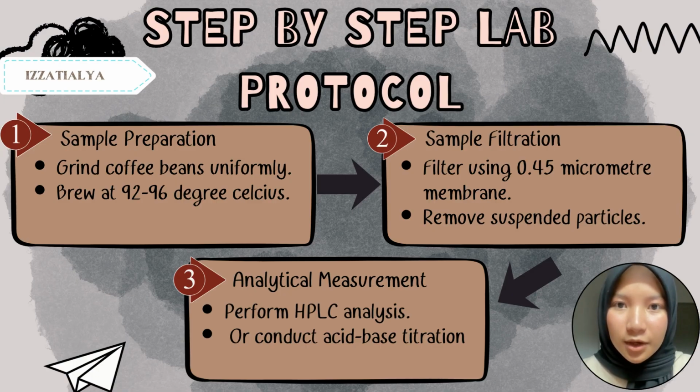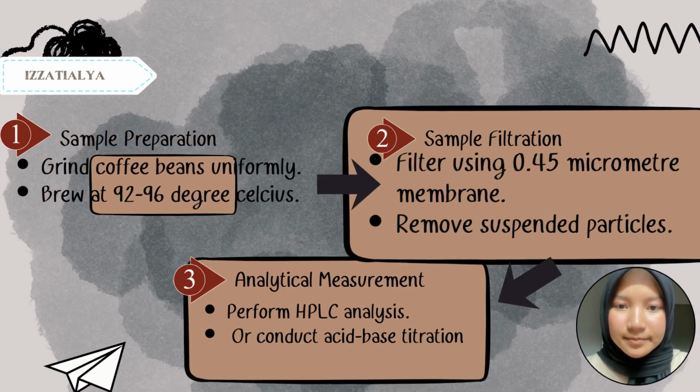Next, the brewed coffee is filtered through a 0.45 micrometer membrane filter to remove suspended particles that may interfere with the analysis. Finally, the clean coffee sample is analyzed. Depending on the objective, it is either injected into the HPLC system to measure caffeine concentration or tested using acid-base titration to determine the total acidity.